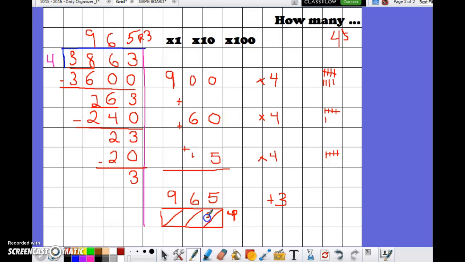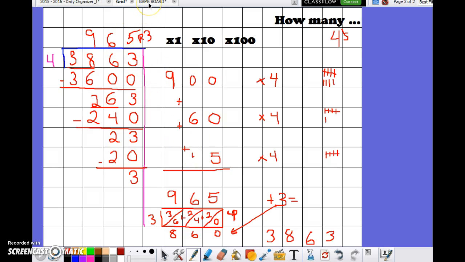5, 10, 15, 20. 6, 12, 18, 24. Then 9 times 4 is 36. I used my finger trick in case you were wondering. Bring down my 0. 4 plus 2 is 6. 6 plus 2 is 8. And 3. Don't panic if it doesn't look exactly correct, because you still need to add your remainder, which means your final answer is actually 3,863. And that matches my dividend, which means I was correct.